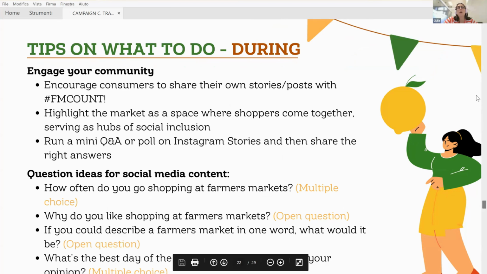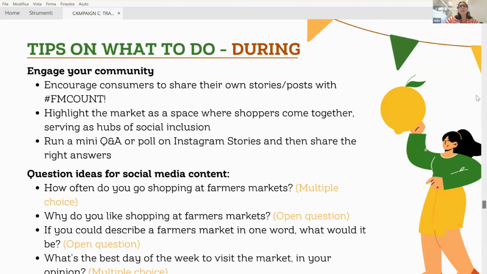Now we approach this part where I give you some questions and ideas that I've just mentioned. So for example, you can ask, how often do you go shopping at the farmer's market? Why do you like shopping here? If you could choose just one word to describe a farmer market, what would it be? These questions are not related to the poll that Richard explained before, but are just for social media. So you can use these to tease your audience online.